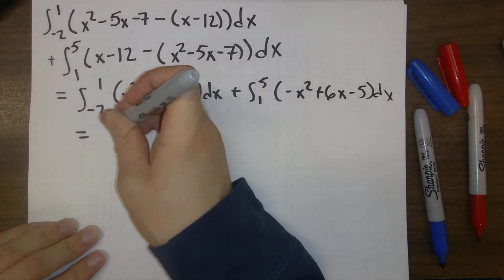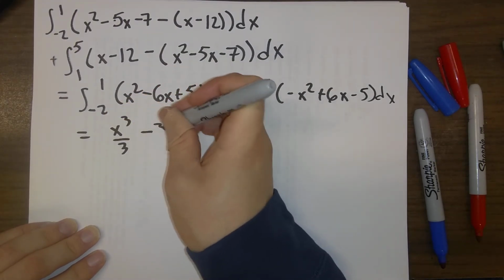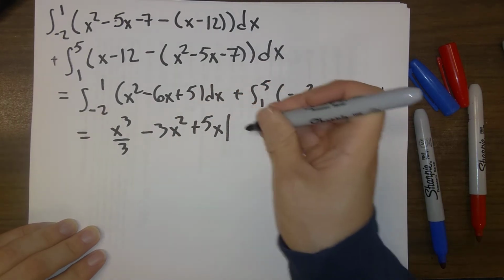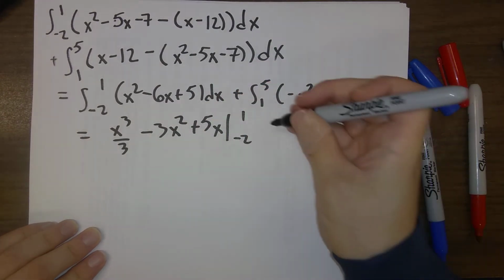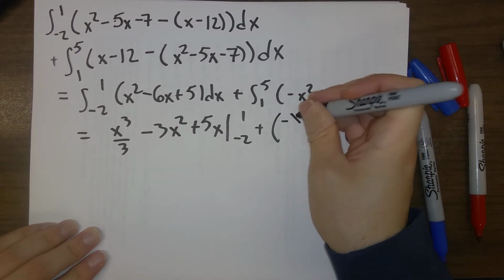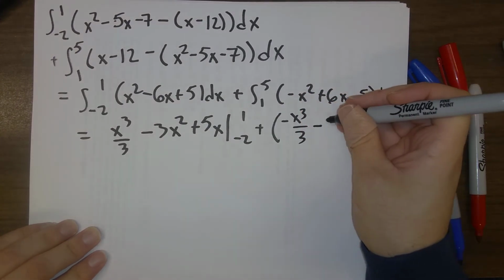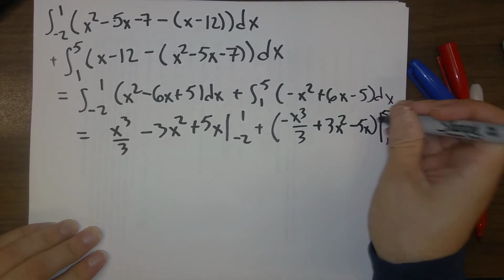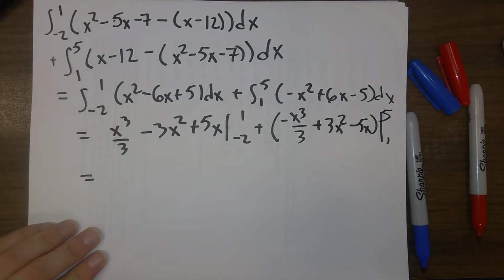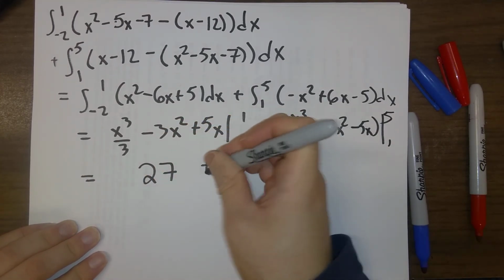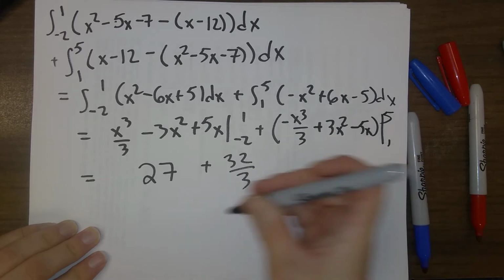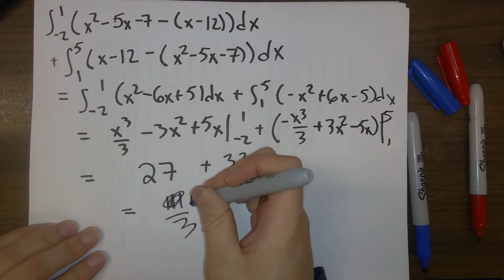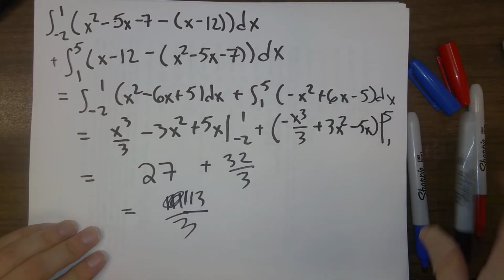And when we do these integrals, we get x cubed divided by 3, minus 3x squared plus 5x, going from minus 2 to 1, plus minus x cubed over 3, plus 3x squared minus 5x, going from 1 to 5. And when you plug in all of these numbers, you get 27 plus 32 over 3. And so your final answer is, oops, not 111, but 113 divided by 3.